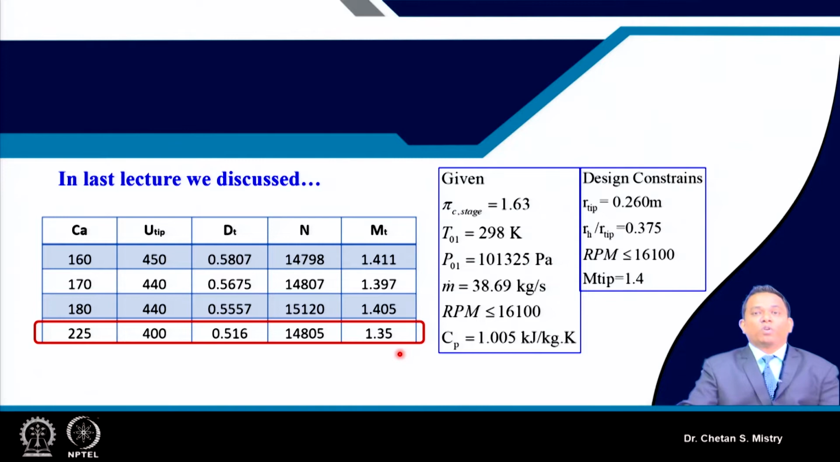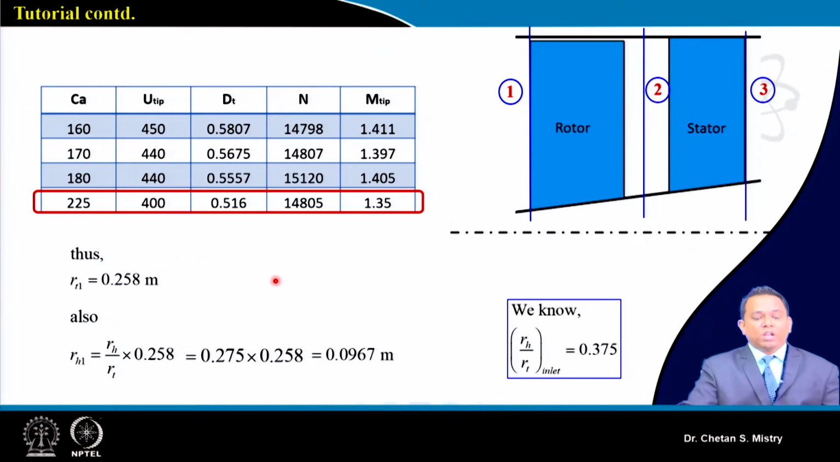So this is what we were discussing in terms of the entry condition. Once we decided the entry diameter at the tip, we calculated the radius at the entry near the hub station, and that was coming to 0.0967 meter.